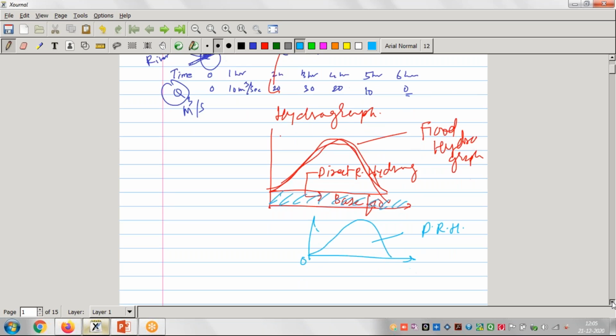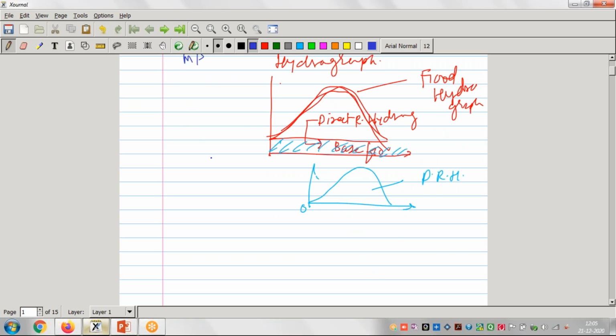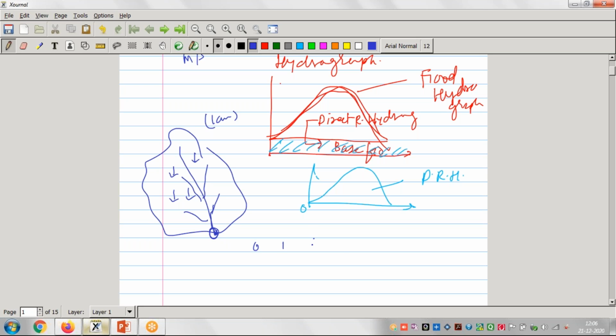Now, what I told you: suppose this is our catchment, and the rainfall that occurred in the catchment is 1 centimeter only. Due to this 1 centimeter, this water will come in the river and it will be collected at this point. This may be collected again for say 6 hours: 0, then 1 hour, 2 hours, 3 hours, 4 hours, 5 hours, 6 hours.